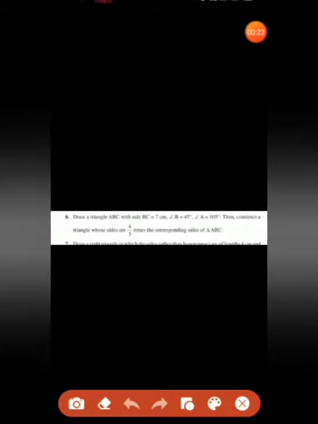Now we have question number 6 of your NCERT book of the chapter Construction. Let's read the question first. Draw a triangle ABC with side BC 7 cm, angle B 45 degrees, angle A 105 degrees. Then we need to construct a triangle whose sides are 4/3 times the corresponding sides of triangle ABC. To do this, first I need to take a triangle ABC.